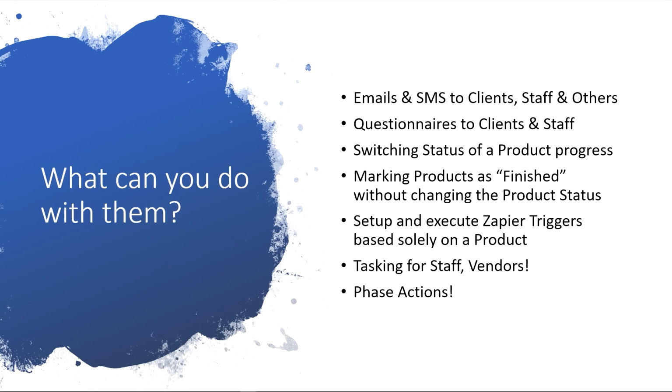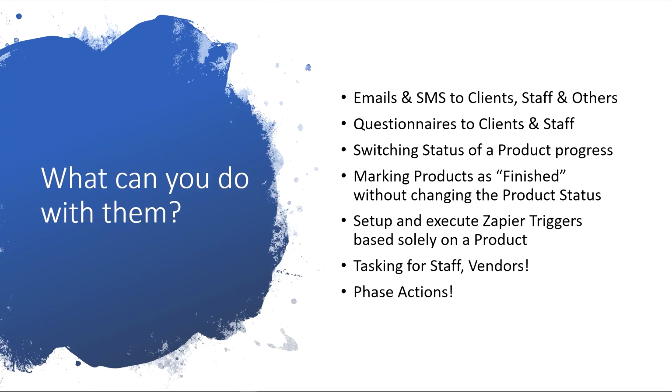Okay. What can you do with them? Well, you can set up product templates in such a way that you can send emails and SMS text messages to your clients, to staff, to other people. You can send questionnaires to your clients and staff. Maybe these are customization options. You can switch the status of a product's progress so that either your client can see the progress, your staff can see the progress, or you can see the progress, and you can get a better handle on where things are.